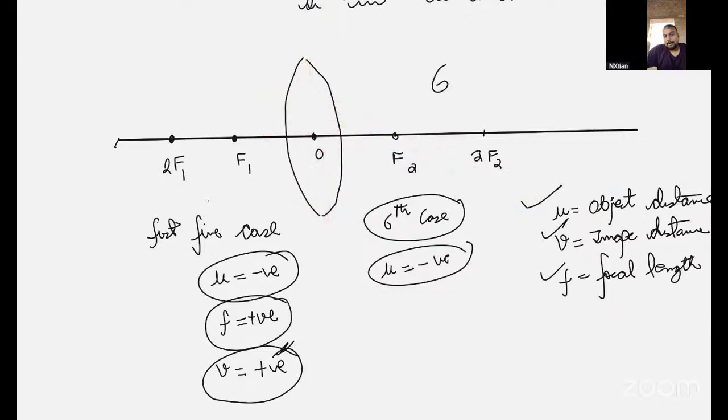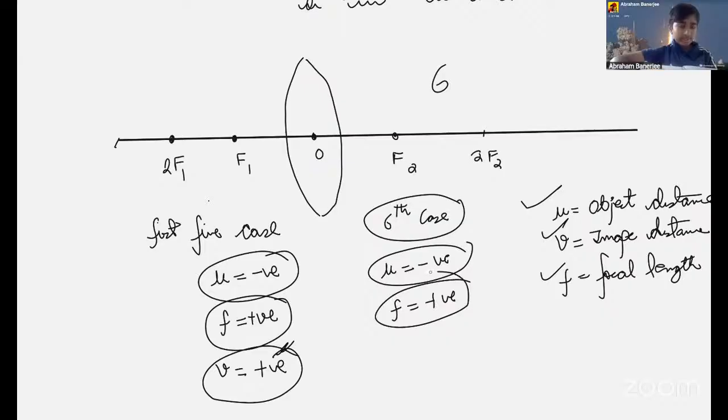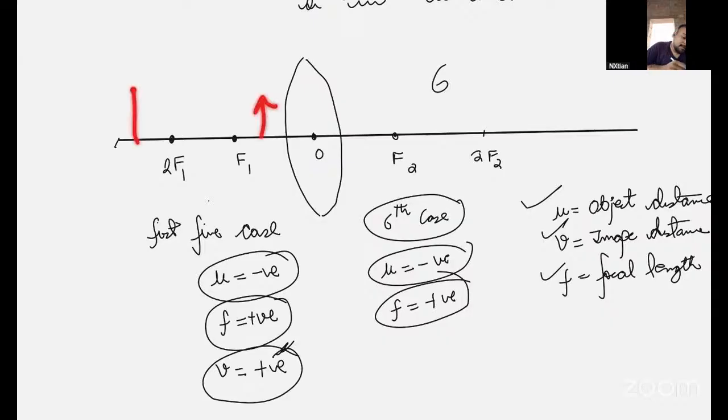So F will be positive or negative? This will be positive. Very good, F will be positive. Now where do we get the image? It comes on the negative side, because you put an object here and you get the image here only. So the image distance V will also be negative. Did you understand?